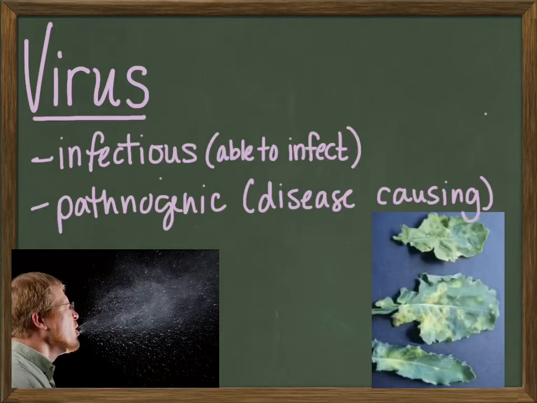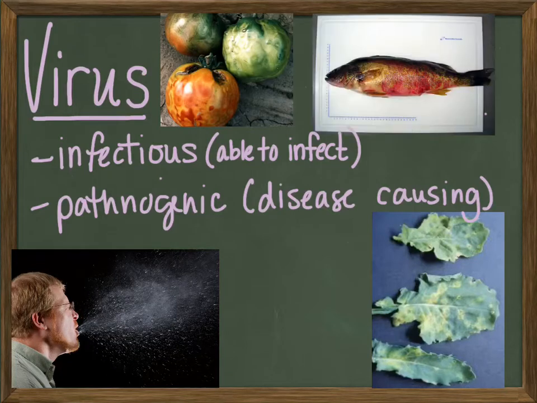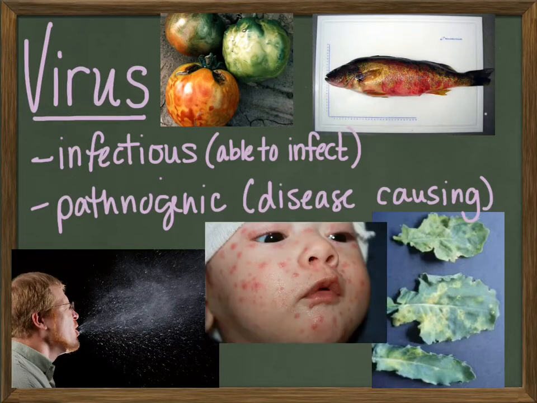Viruses can cause diseases in everything from the kale or cabbage or cauliflower in your garden, that's the mosaic virus, to your tomatoes, to fish, to sweet little humans. That's chickenpox. You probably never had it. Count yourself lucky. So all viruses are infectious. They can all infect living things, and every single virus can cause disease.